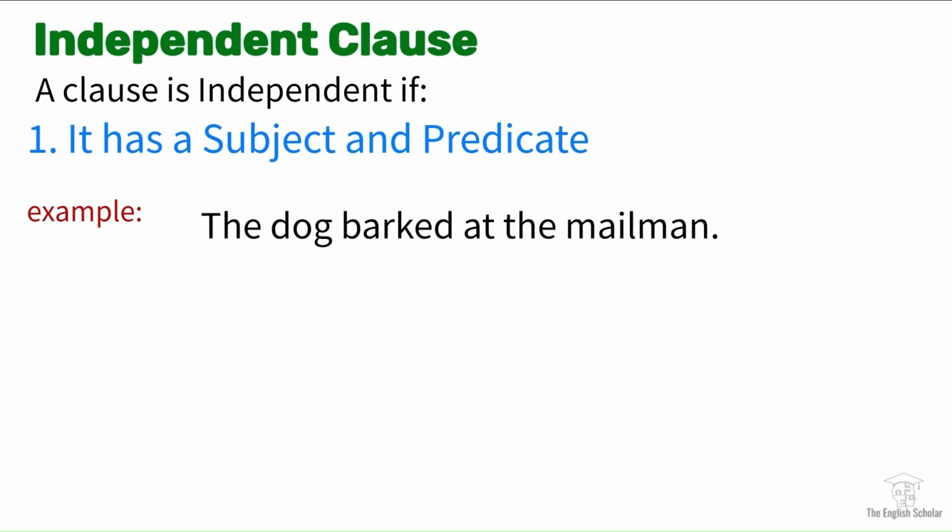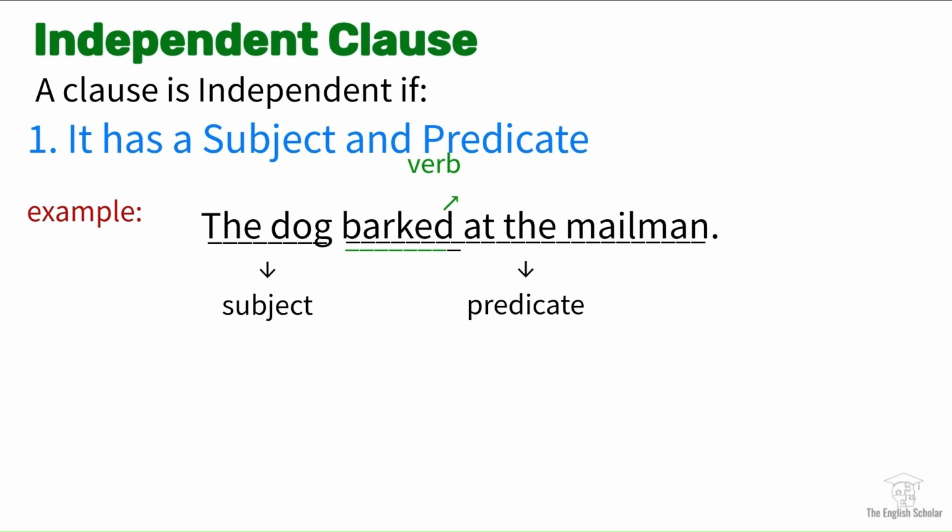Another example, the dog barked at the mailman. The dog here is our subject. It is a noun. Barked at the mailman is the predicate, and it contains our verb, which is an action verb, barked. And at the mailman is our prepositional phrase, which acts as additional information to the sentence.